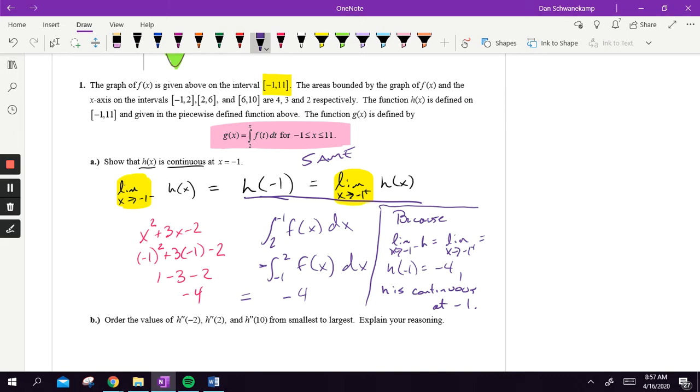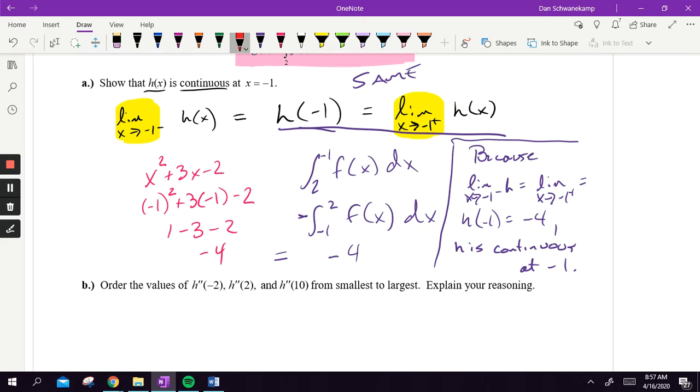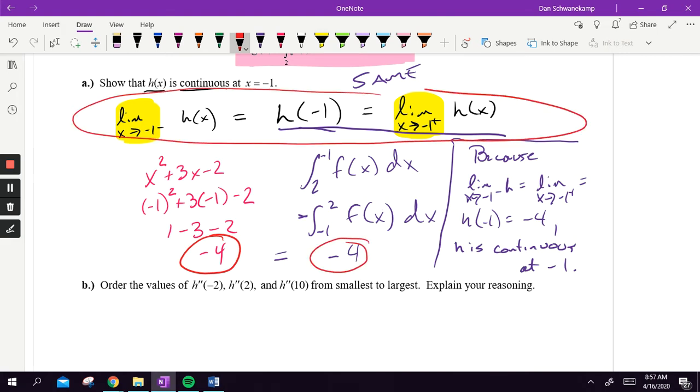Limit from the left, limit from the right, and the value all have to be equal in order to show continuity. Basically, scoring-wise, this would have been 1 point. I'm guessing this would be 1 point, and then doing this at the end, that all of these things are equal to -4 would be the third point.